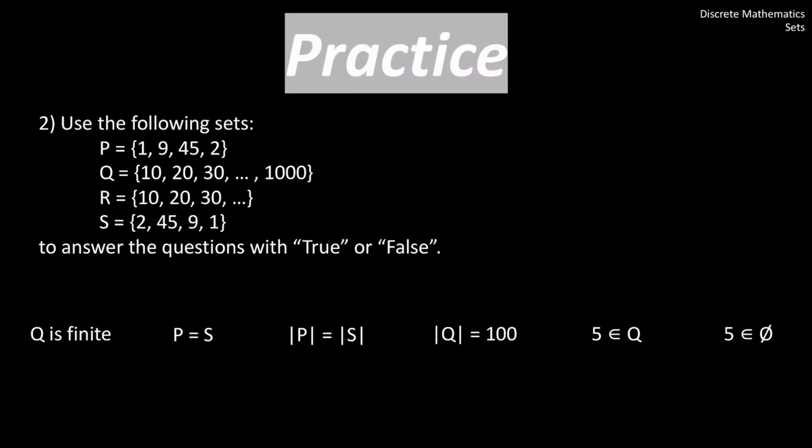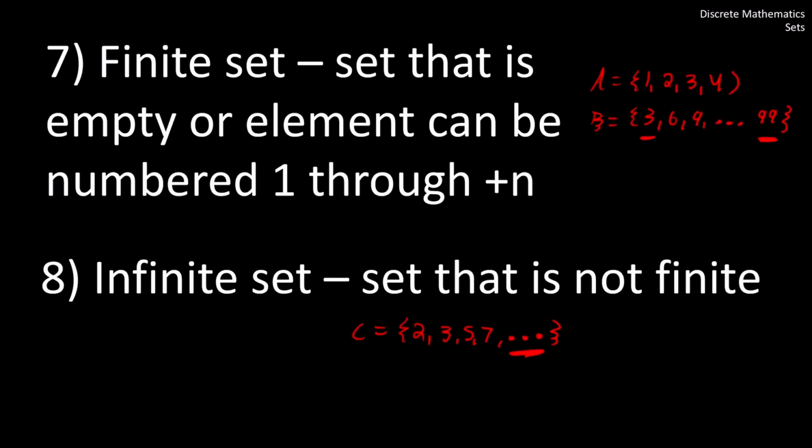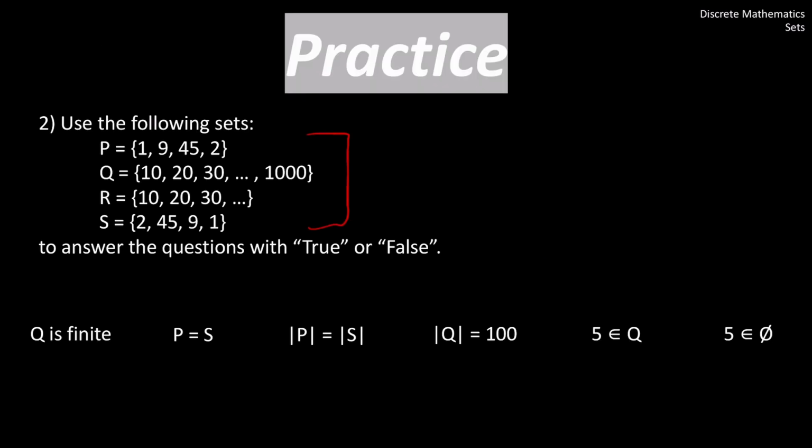In our last practice problem, we're going to use the following sets up here to answer the questions with true or false. So our first one is: Q is finite. As we said before, a finite set can be represented by a first element and a last element, and there could be ellipses in the middle. So Q is finite, which is true.